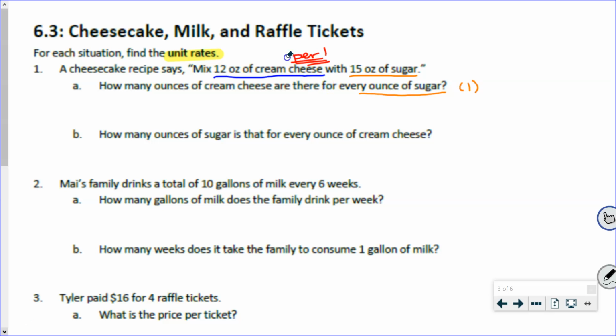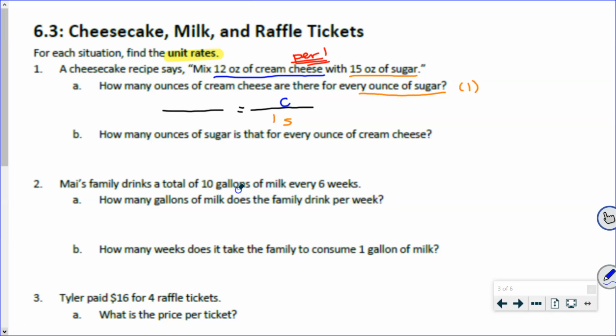A really good habit to get into is to then ask yourself the question, how do I get this set up? And we get this set up by working backwards. We start at the end. We know that the end result is for us to have a per 1, so I'm going to have a 1 on the bottom here. And what is it that I want 1 of? It says 1 sugar. So I know that I want there to be 1 ounce of sugar on the bottom. And knowing that sugar needs to be on the bottom, that tells me that cream cheese needs to be on the top.